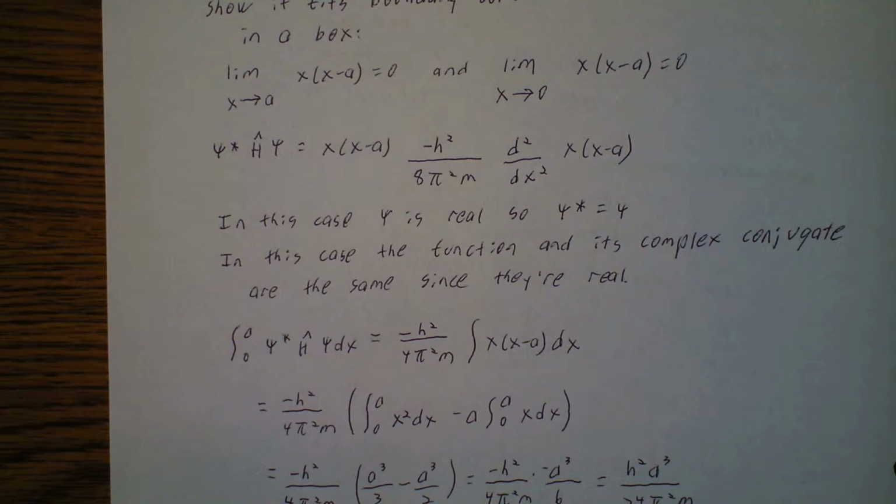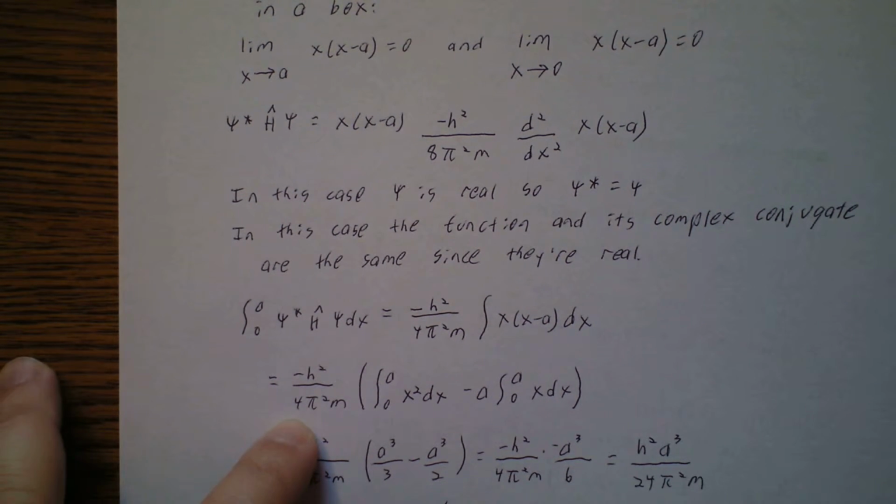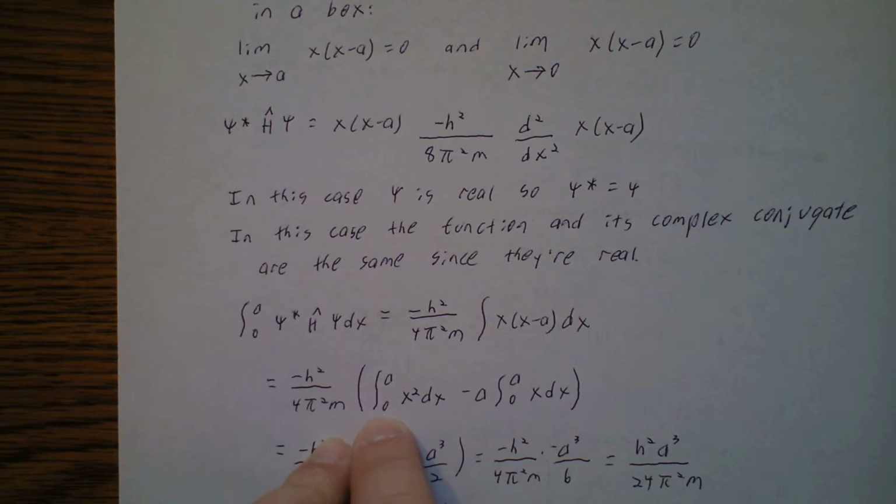So we get the integral from 0 to a of psi star Hamiltonian psi dx. And that's equal to minus h squared over 4 pi squared m times the integral of x times x minus a dx. And that's equal to minus h squared over 4 pi squared m times this whole quantity, the integral from 0 to a of x squared dx minus a times the integral from 0 to a of x dx.